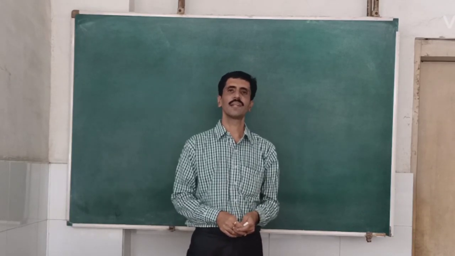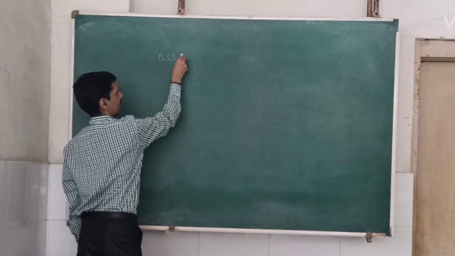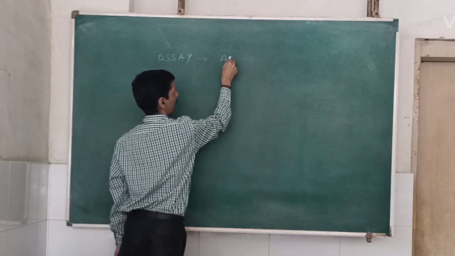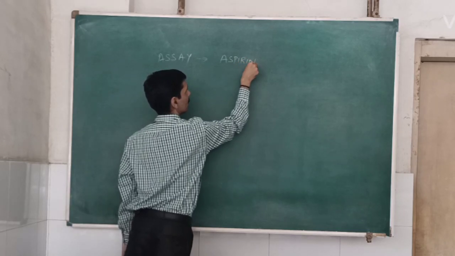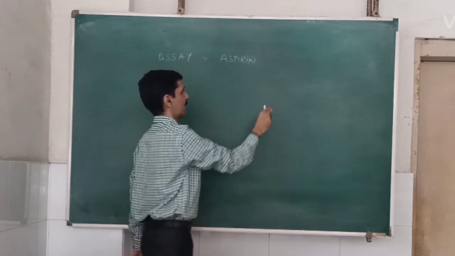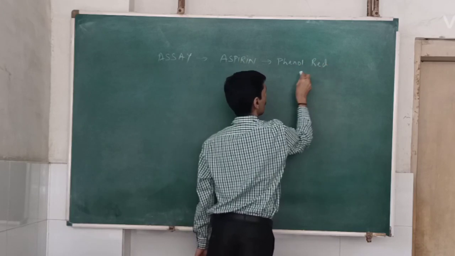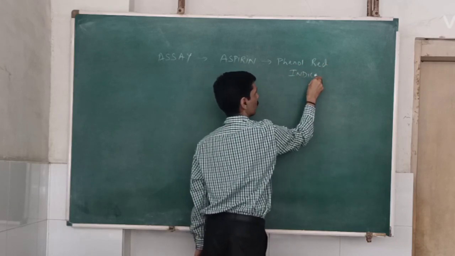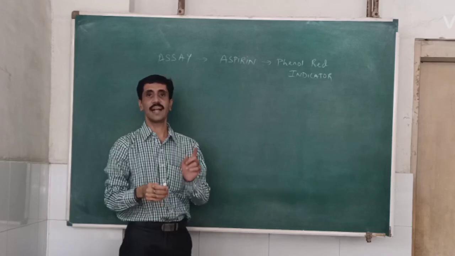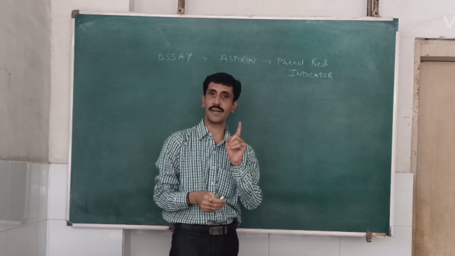In this particular video, we are going to discuss the assay. Assay means analysis of a commercial sample of aspirin. It is chemically known as acetyl salicylic acid, and we are going to use phenol red as an indicator. So this is the aim of today's experiment: assay analysis of a commercial sample of aspirin using phenol red indicator.